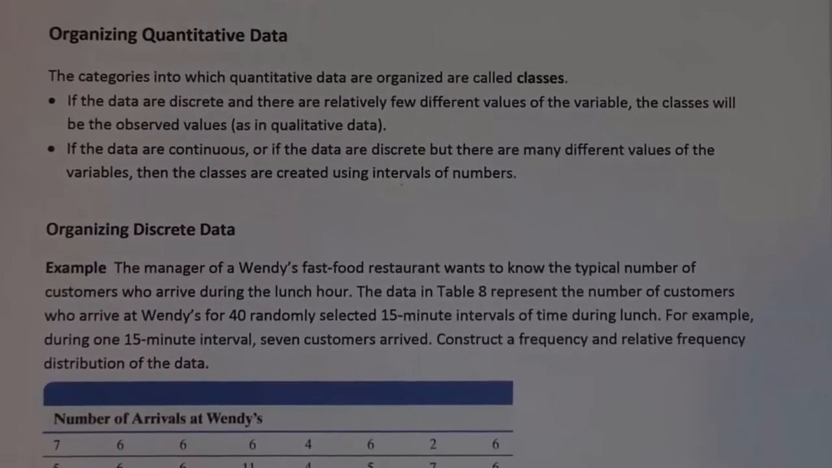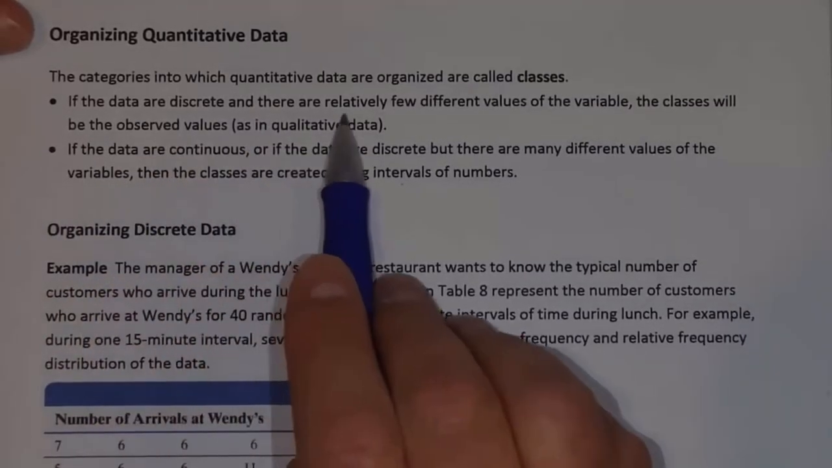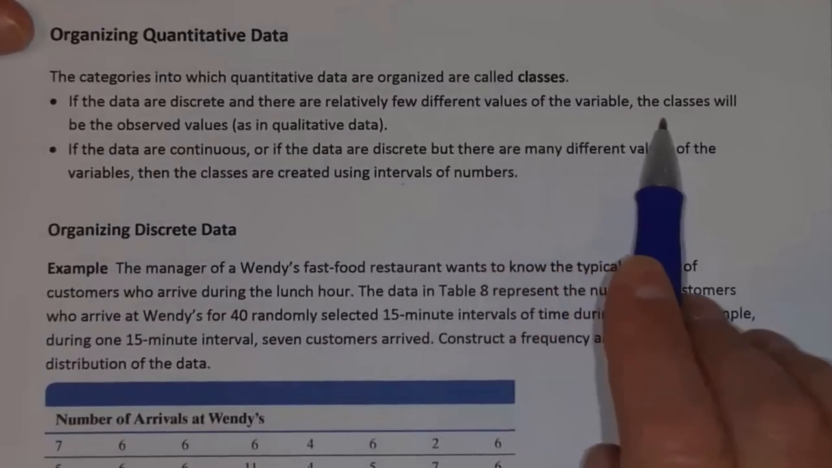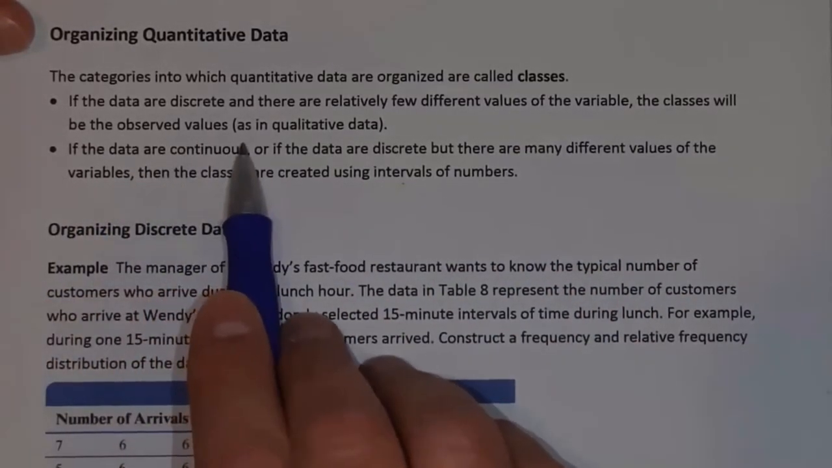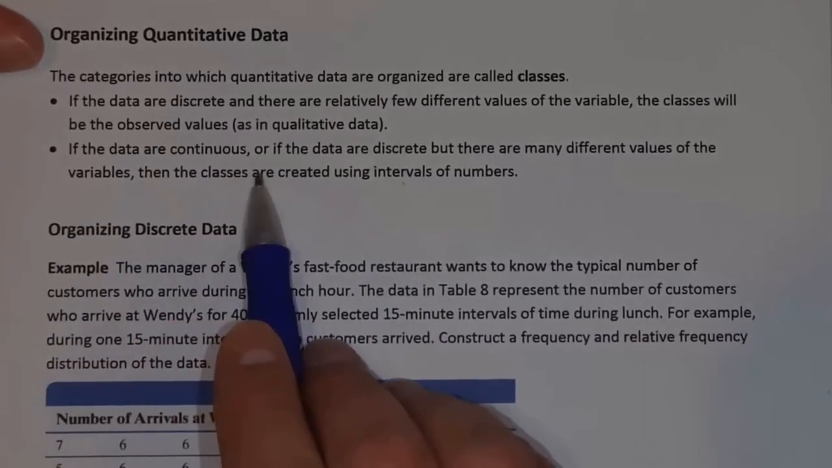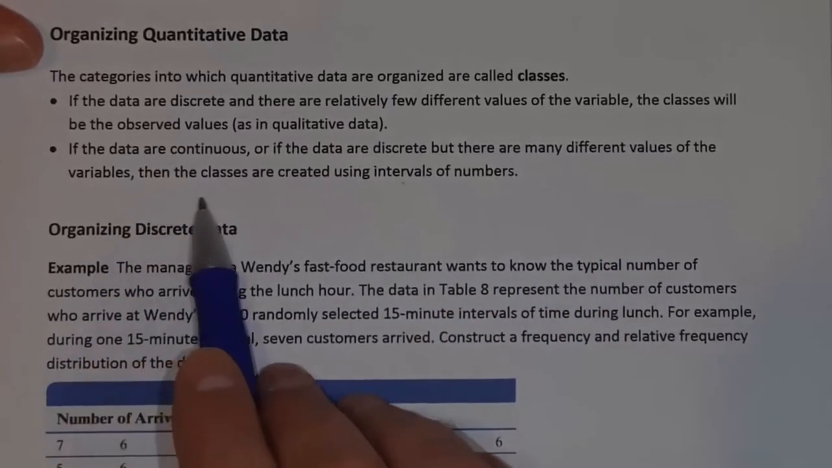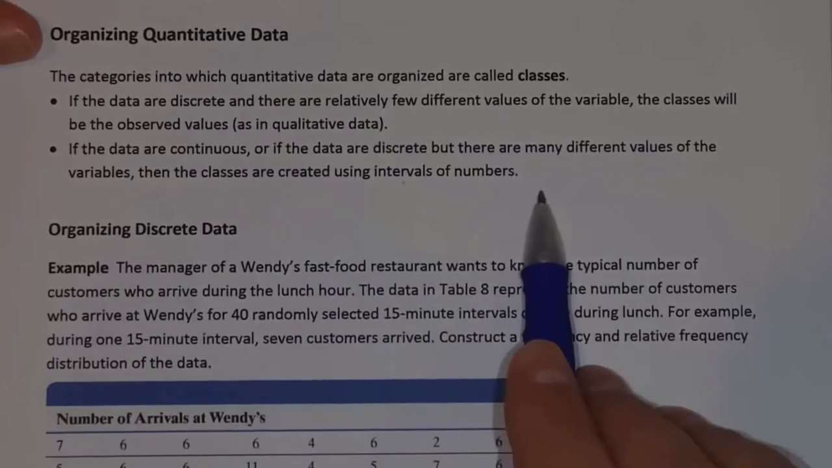And that'll either be a single value if we have discrete data, and again, a relatively small number of discrete data values, or it'll be a range of values if we have continuous data or a large number of possible discrete values. So if the data are discrete and there are relatively few different values of the variable, the classes will be the observed values, just like it was with qualitative data. If the data are continuous, or if the data are discrete but there are many different values of the variable, then the classes are created using intervals of numbers.